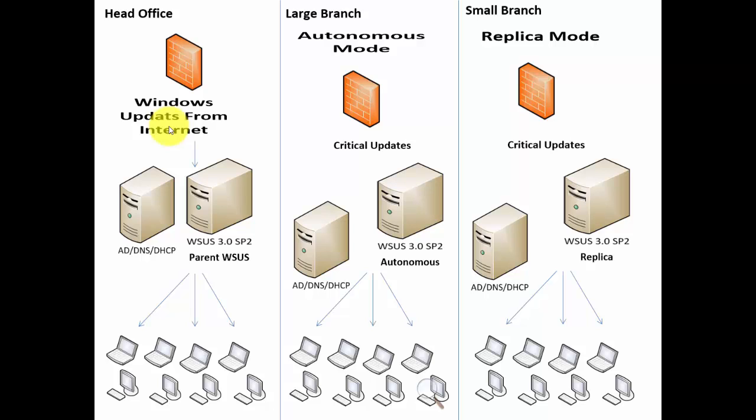What's the difference here? Autonomous mode is a large branch. Replica mode is a very small branch. The only difference is that every WSUS server is supposed to grab all the updates from the parent WSUS server, and they utilize the WAN connection for that, right? But your WAN connection is always very critical to stay up all the time. Why? The WAN connection must not go down because of irresponsible updates.